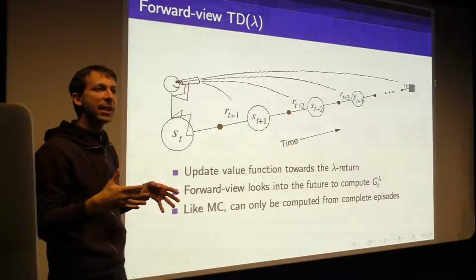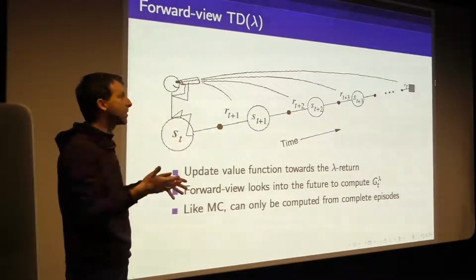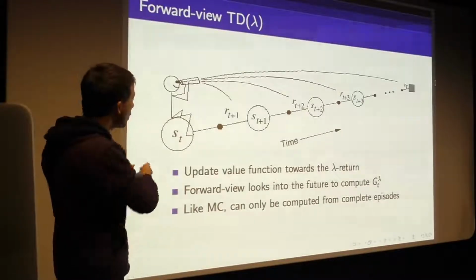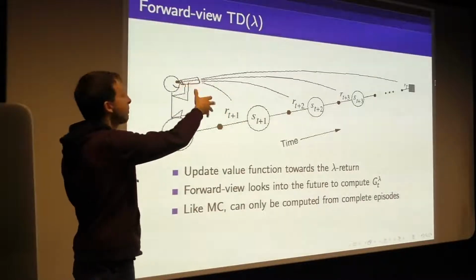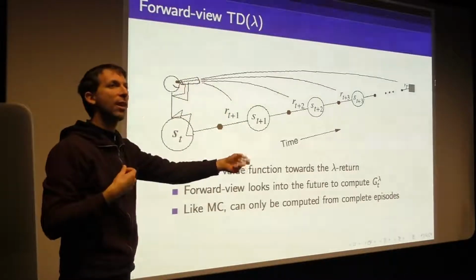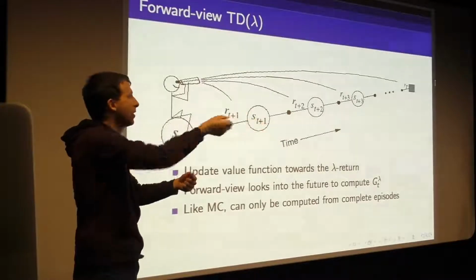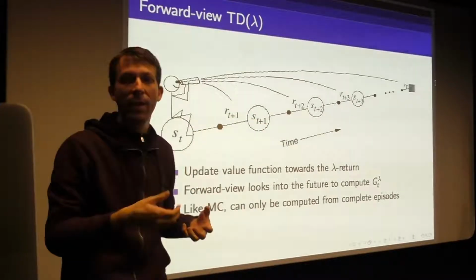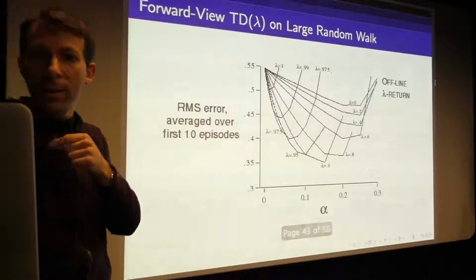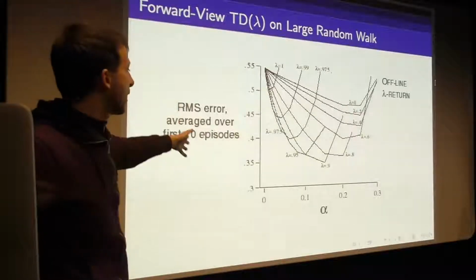But what's nice about TD lambda is there is an equivalent mechanistic view that achieves the same results as forward view TD lambda, but without having to look into the future, without having to wait until the end of the episode and gathering those lambda returns.